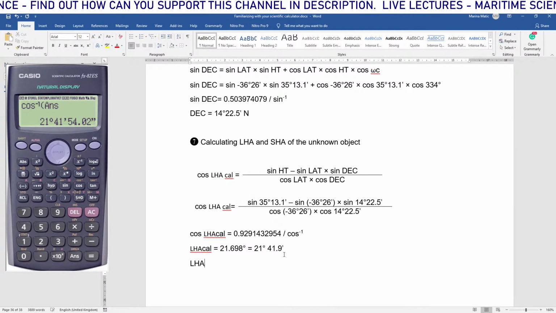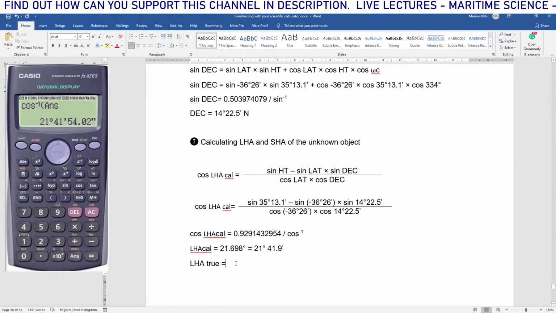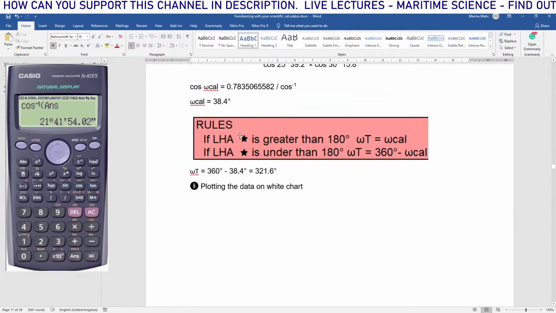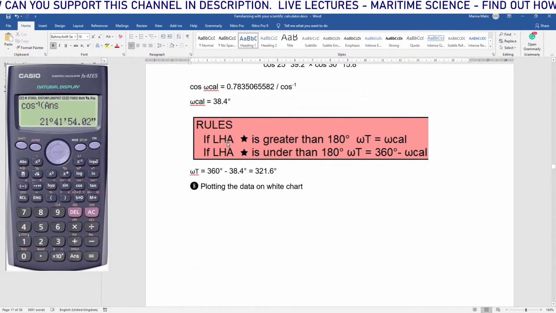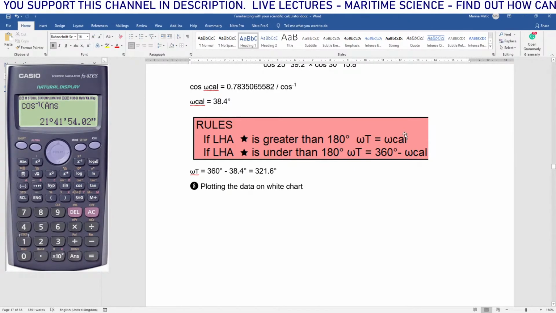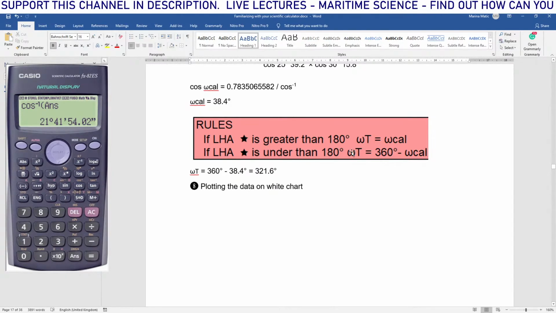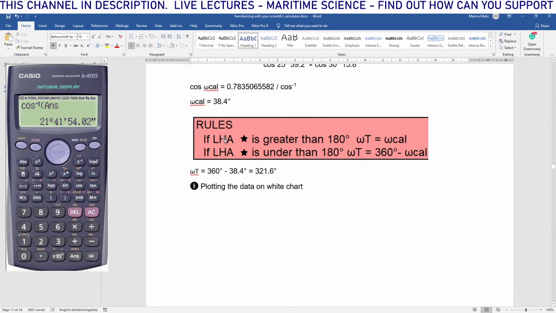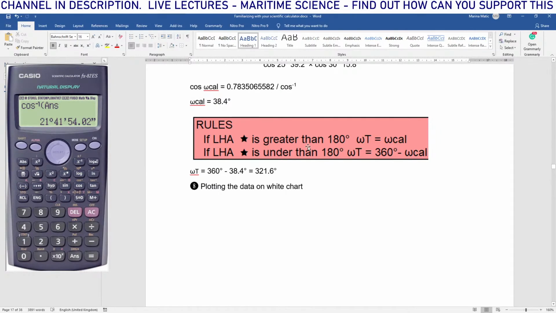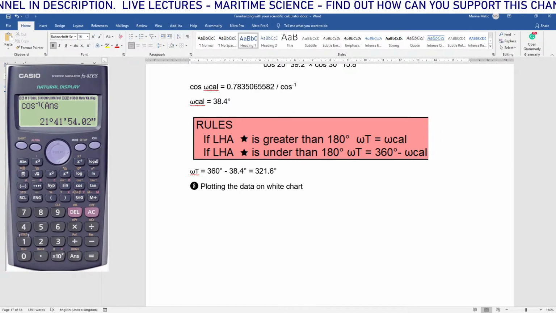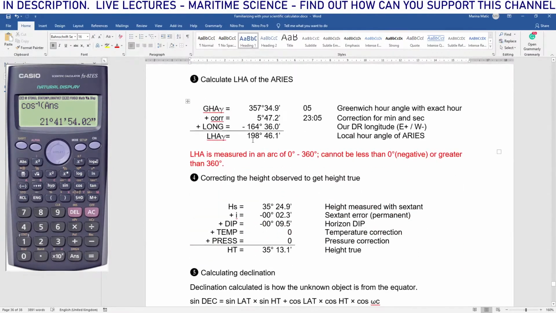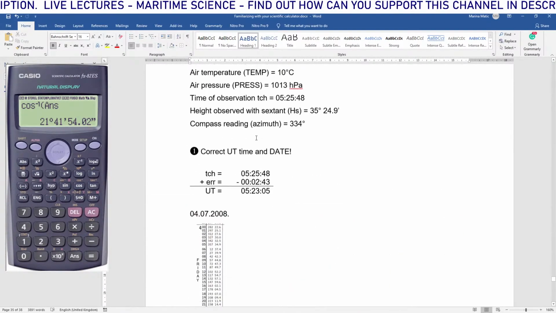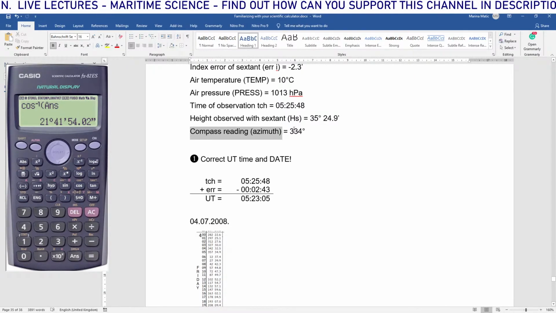I need to get local hour angle true. Local hour angle is directly connected with azimuth. So we have a rule here when we are calculating local hour angle and azimuth, that if local hour angle is greater than 180, then the true equals the calculated. If local hour angle is under 180, then true is 360 minus calculated. So always the connection between azimuth and local hour angle is that if one is over 180, the other one needs to be under 180. So in our case, our local hour angle is over 180, so it's 198, and our azimuth is 334. And now we are focusing on azimuth.